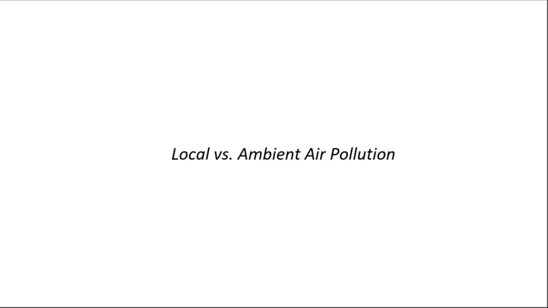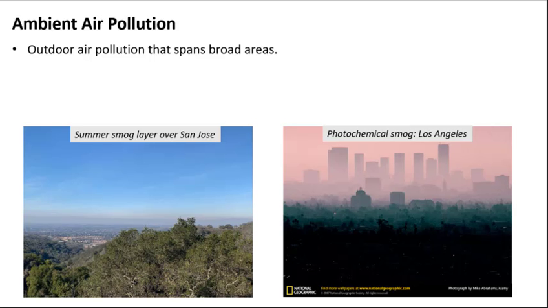Local versus ambient air pollution. The focus of previous course modules has been on what is termed ambient air pollution. The photographs below were shown earlier in the course when defining this. The one on the left overlooks an ambient air pollution layer over San Jose, while the one on the right shows a photochemical smog layer over Los Angeles.